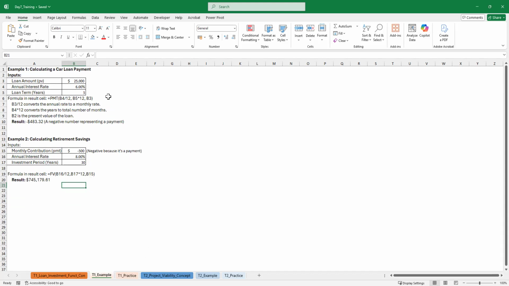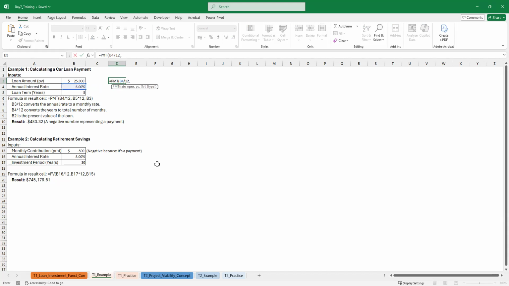Let us say we will be calculating the car loan payment. Over here, we have PMT. Do we have a rate of interest? Yes, we have a rate of 6%. So what we will do is divide this by 12, because we'll be paying monthly.